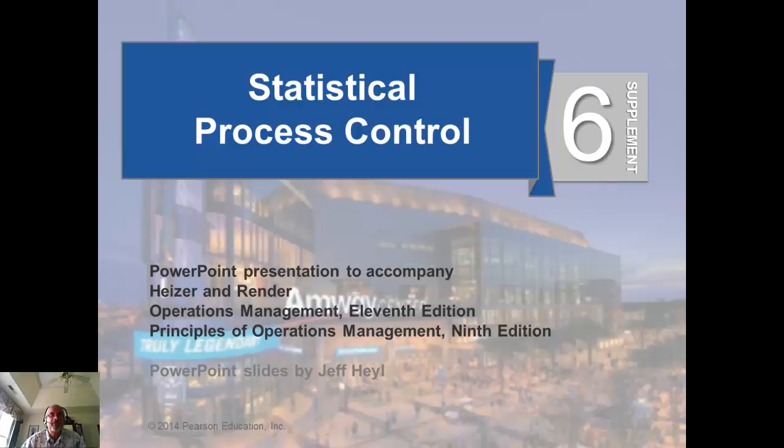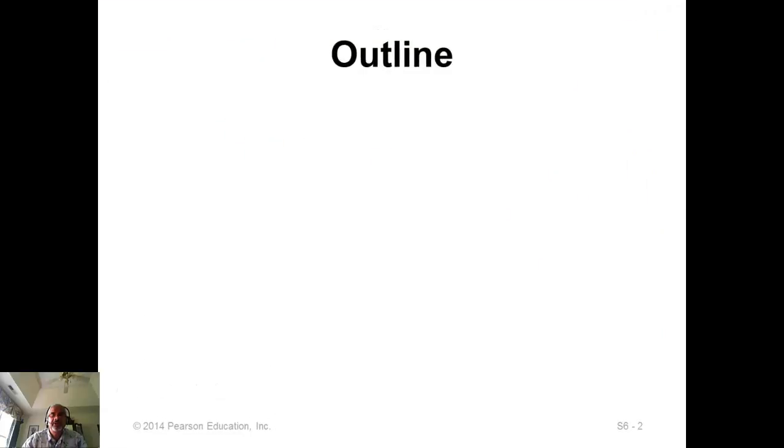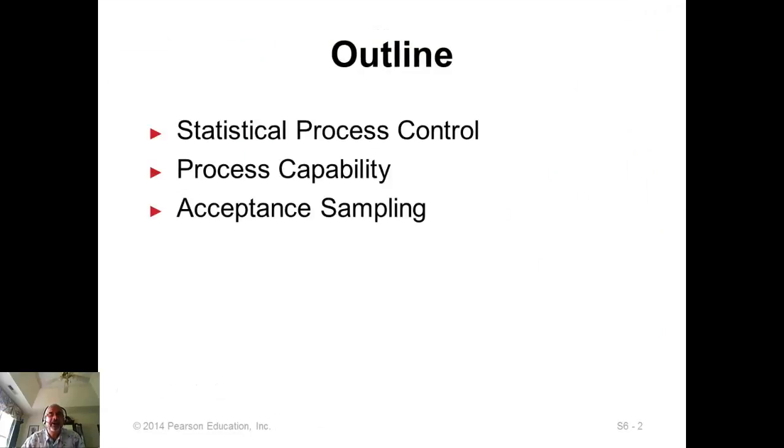Chapter 6 Supplement: Statistical Process Control. In this chapter, we're going to look at three concepts. One is statistical process control, then process capability, and acceptance sampling.